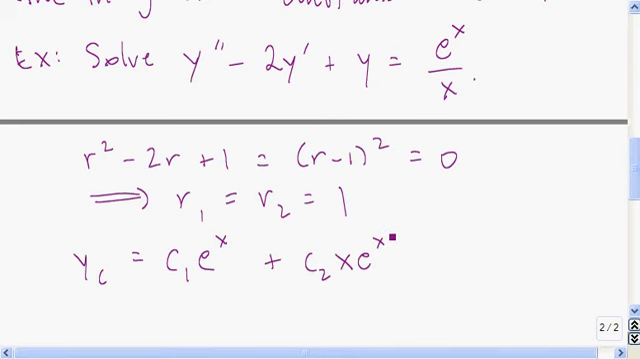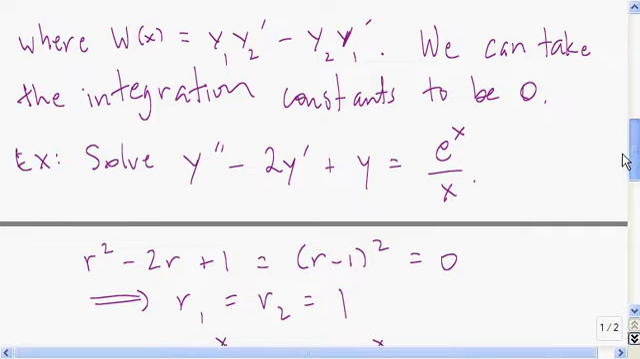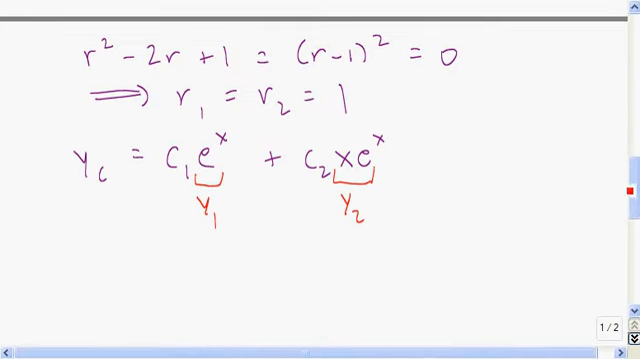So first we find our yc, then we call one of these y1, so I'll call that one y1, and the other one y2. Here you see in the formula we need to know what W(x) is for both. So let's go ahead and find W(x) next. Remember W(x) is going to be equal to y1 y2' minus y2 y1'.